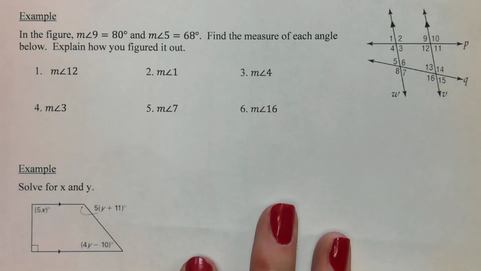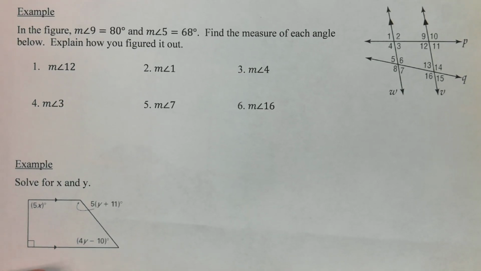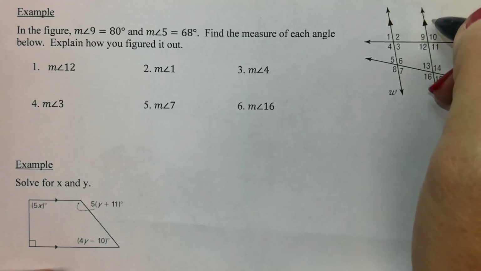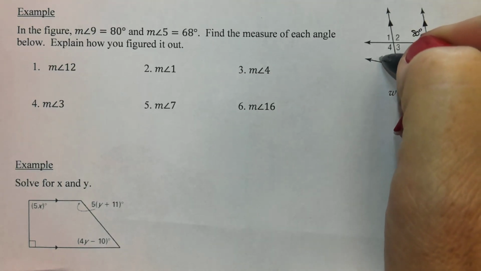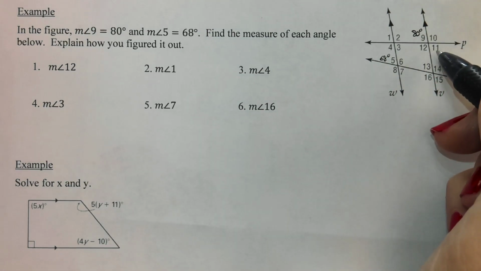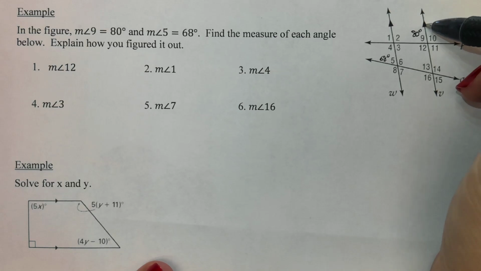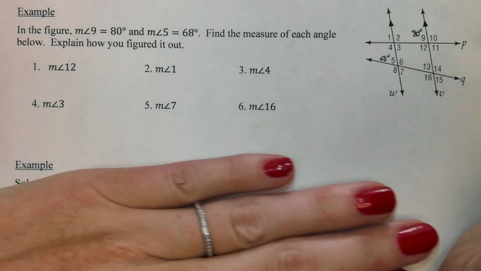Next up, based on our parallel lines, we should be able to essentially get one measure and then fill in all of our other measures based on all those different types of angles we've done. So if angle 9 right here equals 80 degrees and angle 5 is 68, we should actually be able to figure out every single other angle in this picture. So first I'm going to look where my parallel lines are. So those two parallel lines, and I can only look at one transversal at a time.